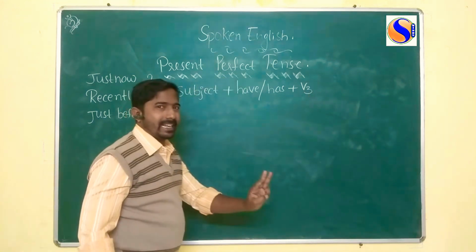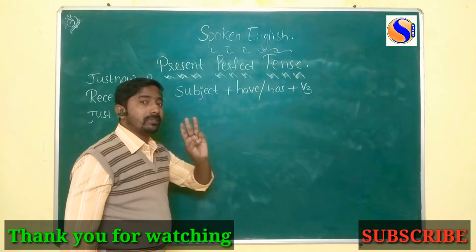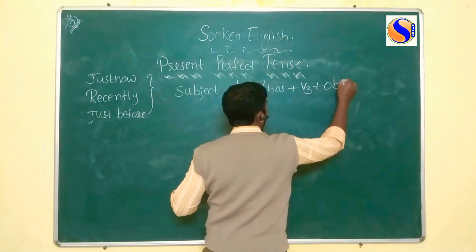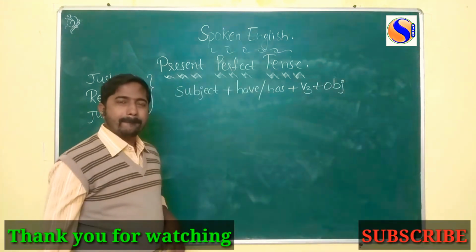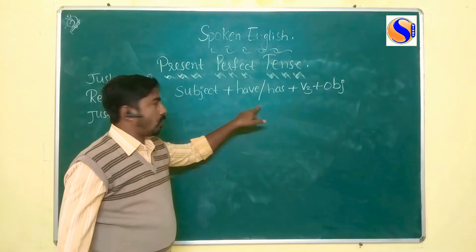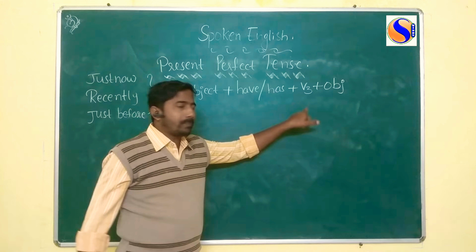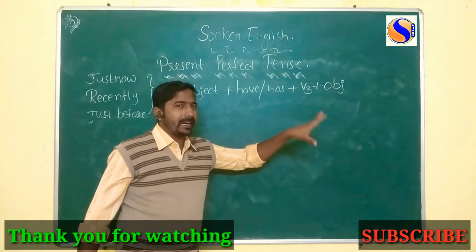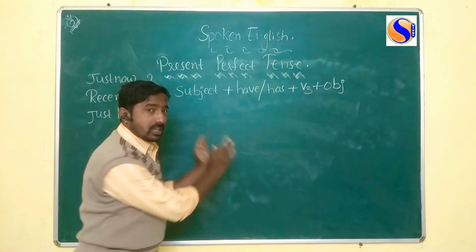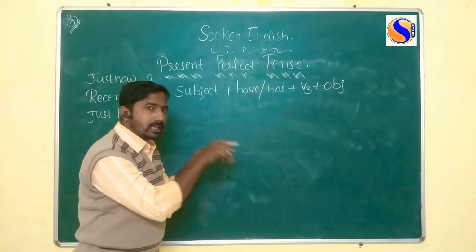V3, verb form 3, plus object. Once again let us see. Subject plus have or has plus V3 plus object. Based on this structure, let us construct a sentence.